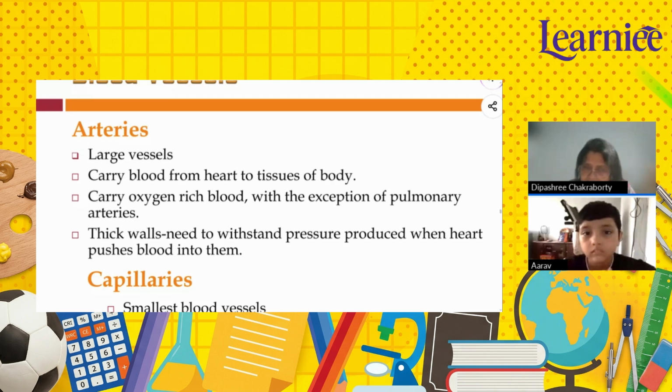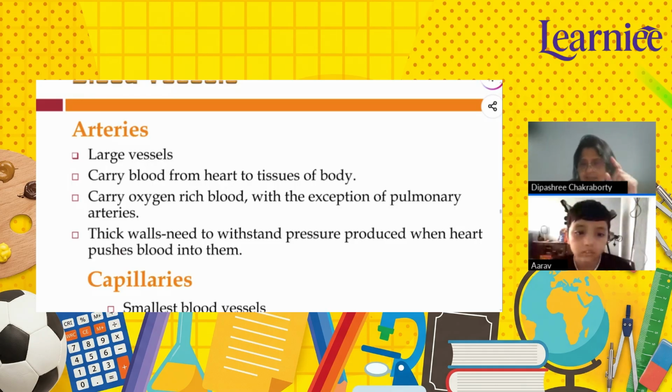Now, next thing, what is the function of artery? They carry oxygen-rich blood. Arteries carry oxygen-rich blood in general. But there is one exception that is also very important. Pulmonary arteries, they don't carry oxygen-rich blood. Only exception, they carry deoxygenated blood.